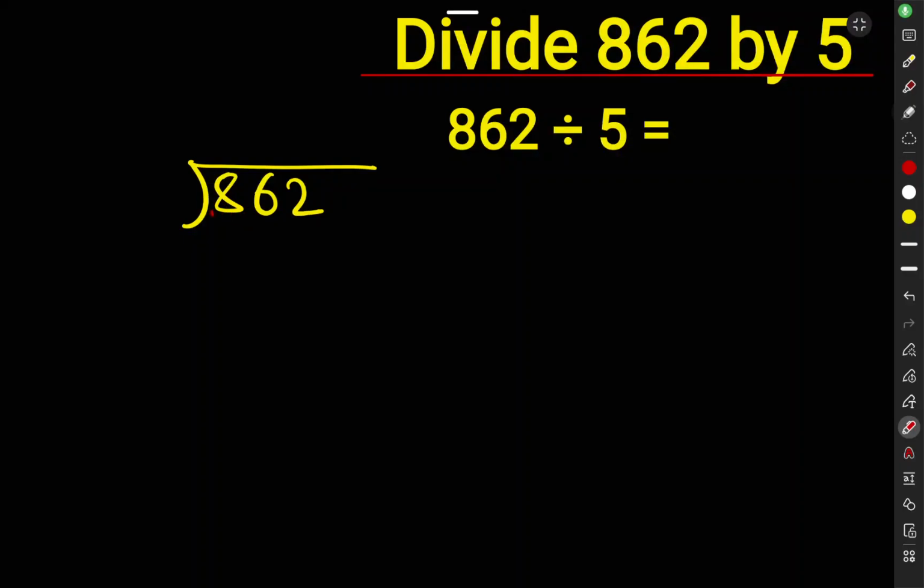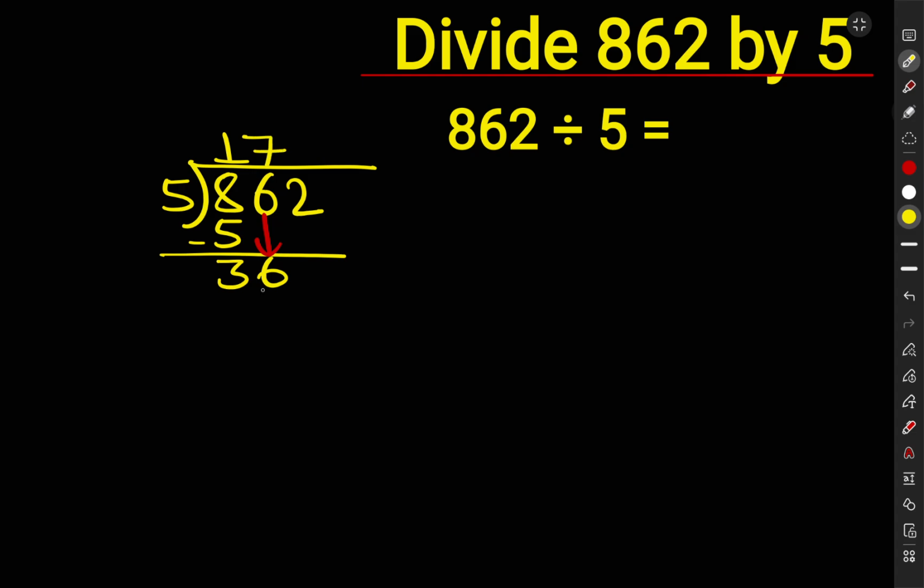We divide 862 by 5 in long division method. 5 times 1 is 5. On subtracting we get 3. So now we put down this 6 and it is 36.